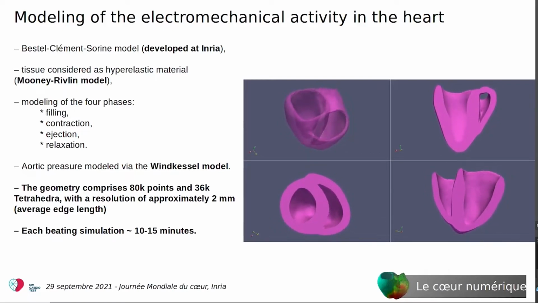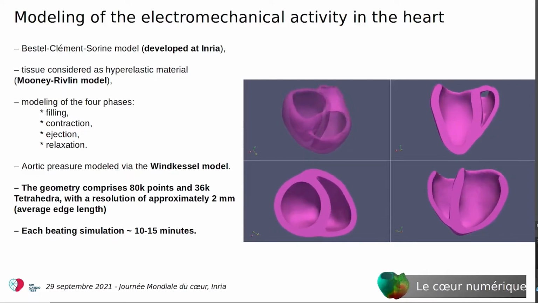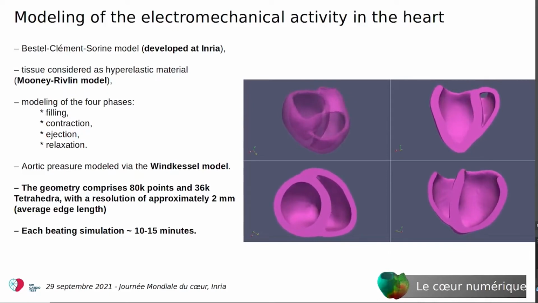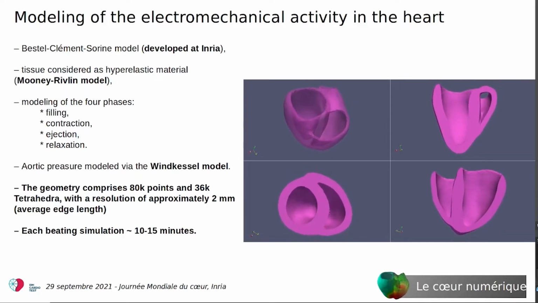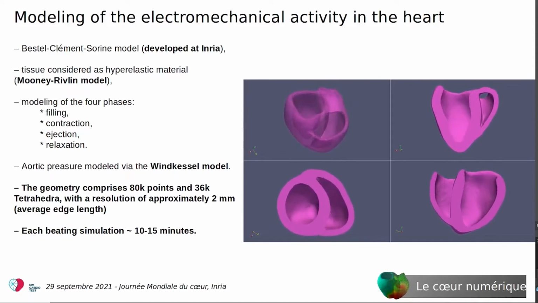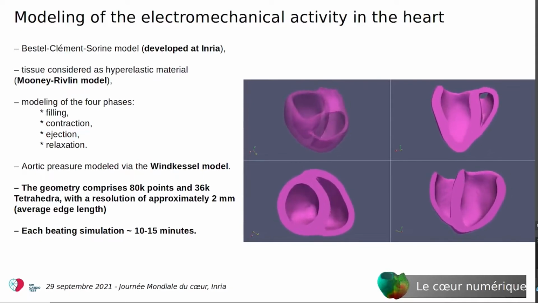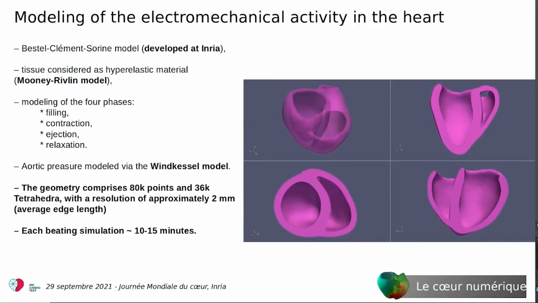We used around 86,000 points and 36,000 tetrahedra, a resolution of about 2 millimeters, which is a good compromise between computational cost and the actual time to generate each simulation. One of the advantages that we have in modeling is that based on one set of clinical data, we can then modify certain parameters to dilate or contract the geometry. Then we can plug it in our model and see what happens.